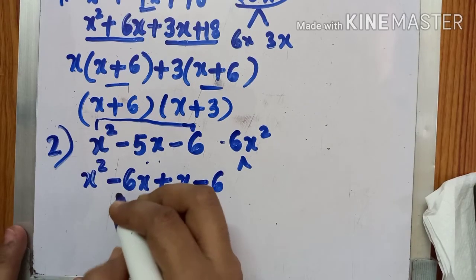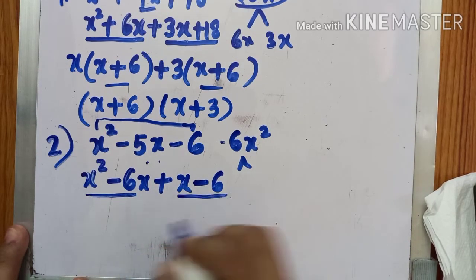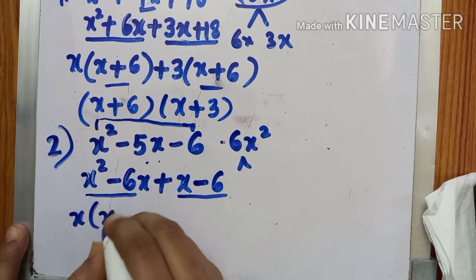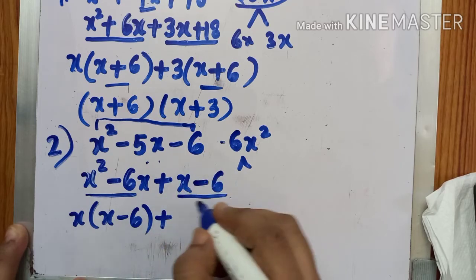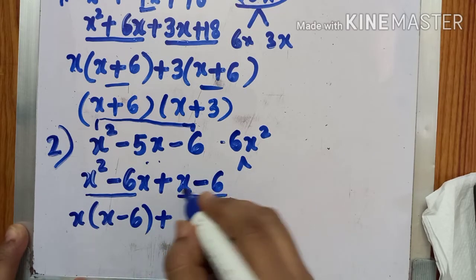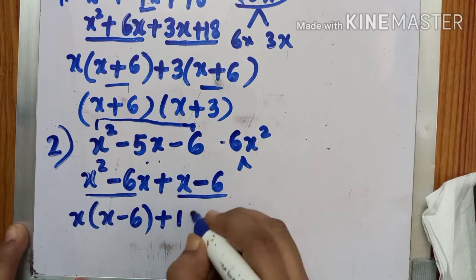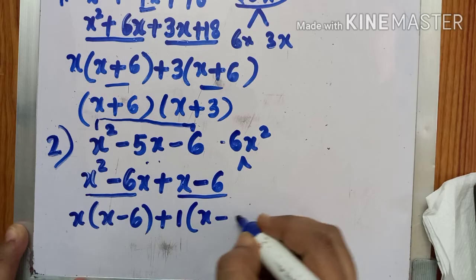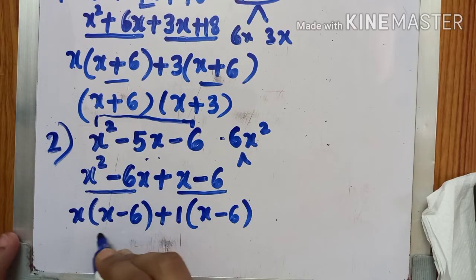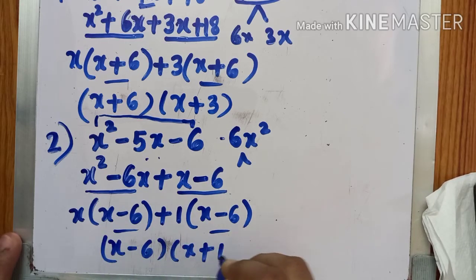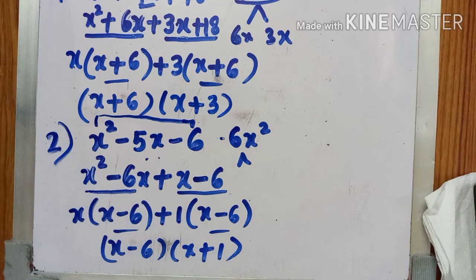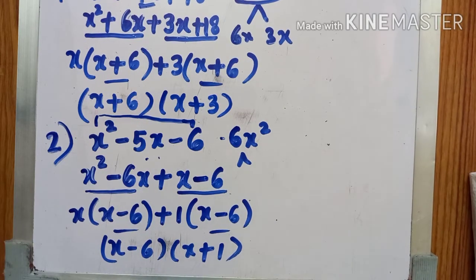So again you have to take common over here. Here 2 terms, here 2 terms. When you take x common, you get x minus 6, then plus here x minus 6. So can you take anything common? X you can't take, 6 you can't take, because you have one single term. So let us take 1 common when nothing is there. So x minus 6 is common, then whatever is remaining you have to write, x plus 1. So this is how you have to solve these problems.